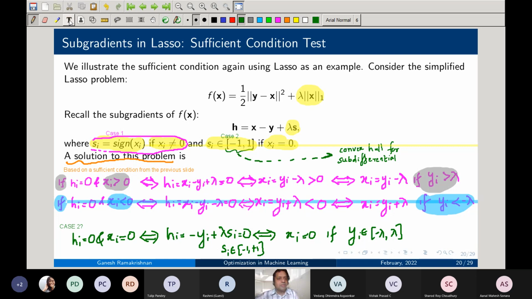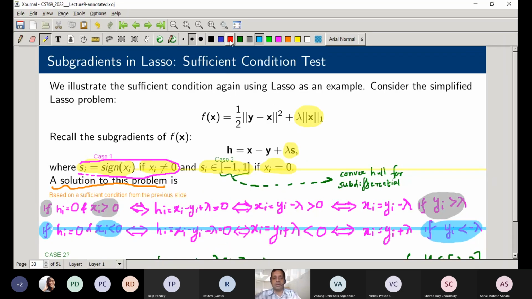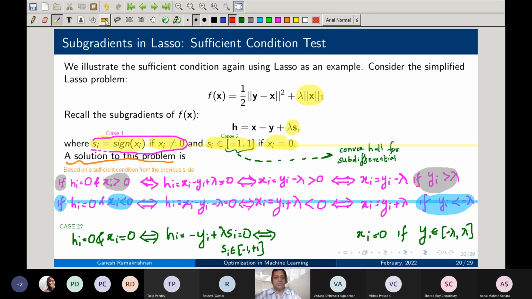Okay, so now let me just move these parts together. So this is basically what we want. Let me just move this here. This entire thing on the right hand side is our solution. I'm just going to box this part and read the solution. The solution based on this subdifferential is that if yi is greater than lambda, xi is yi minus lambda. If yi is less than minus lambda, xi is yi plus lambda.